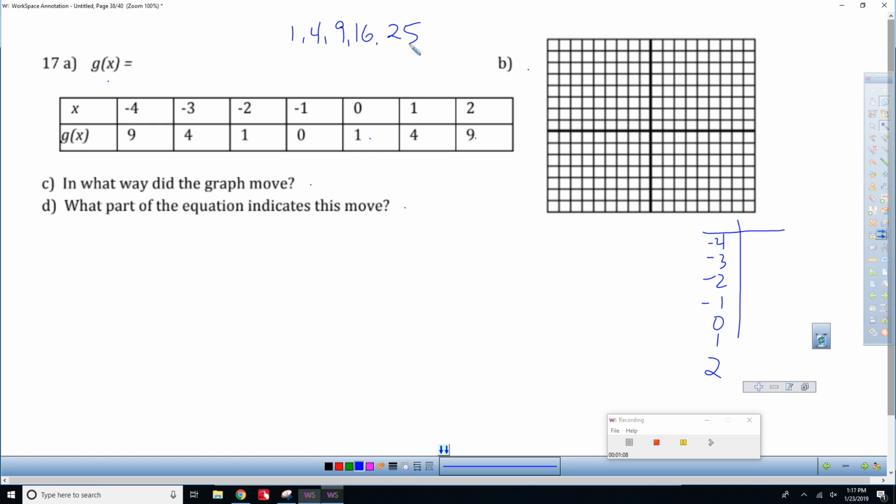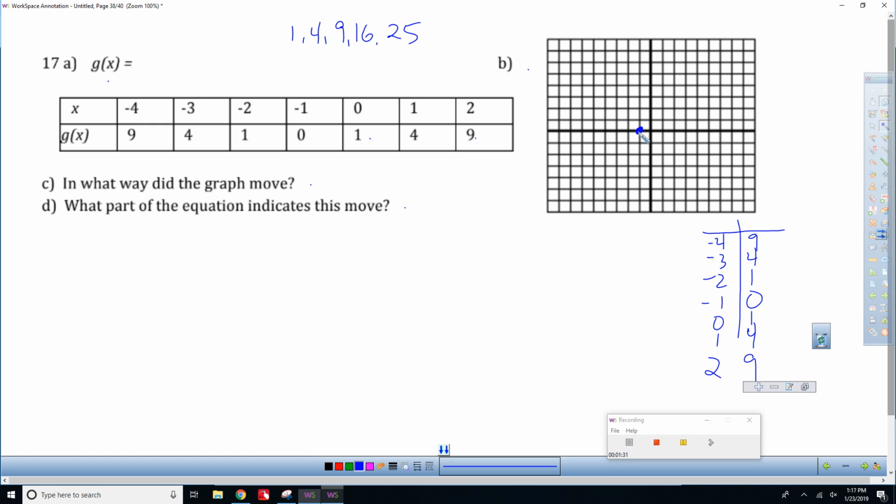Okay, let's just graph it. So, let's see. I got a 9, 4, 1, 0, 1, 4, 9. All right, so here's my vertex. I can see the symmetry. So -1, 0 is my vertex.